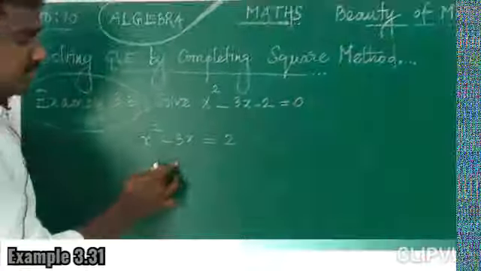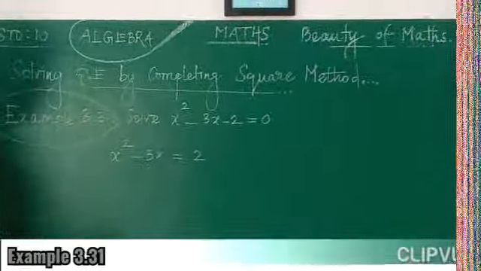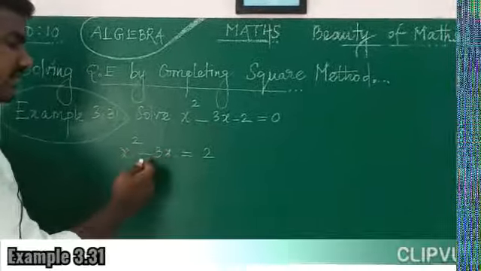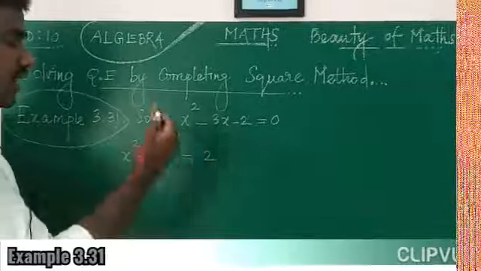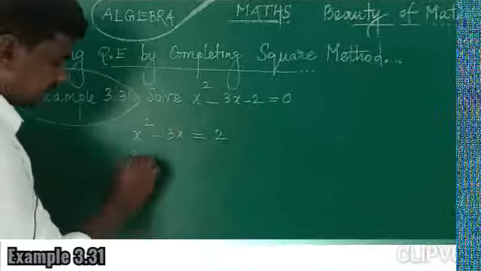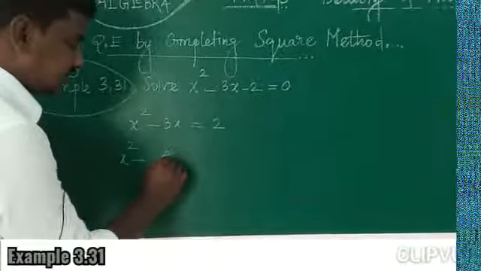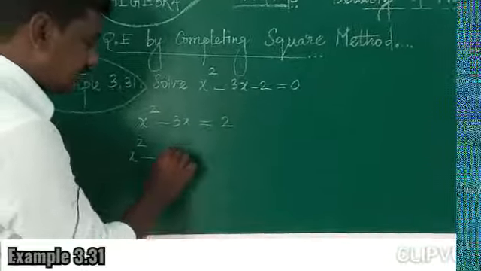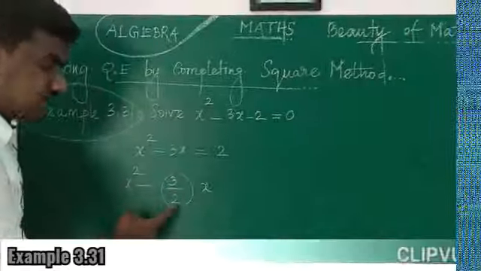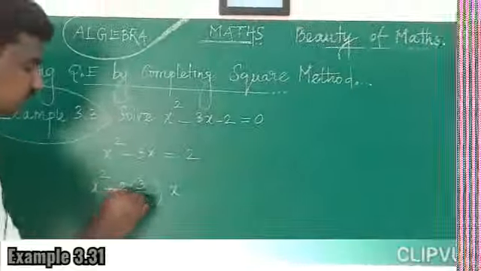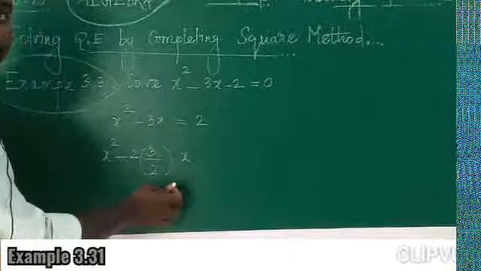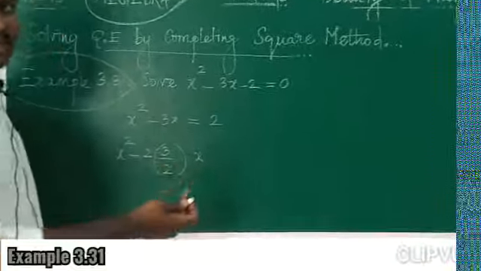Okay. Now we are going to find half of the coefficient of x. What is that? 3 is the coefficient of x. Actually minus 3 is the coefficient of x. Half of the coefficient of x means minus 3 by 2. So x square minus 3 by 2. This is half of coefficient of x into this one. If you divide by 2, you should multiply by 2. If you divide by any number, you should multiply by the same number. Then only the value will not be changed.